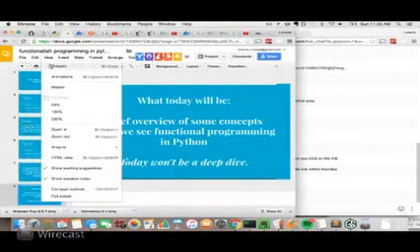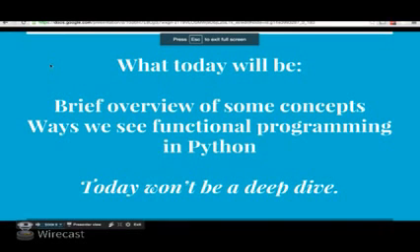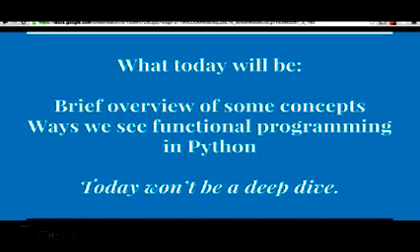Okay. So, just a disclaimer of what today will be. We're going to do some light review of some concepts that will help us understand what functional programming is and how we can see some of these paradigms at play in Python. We won't be doing a deep dive. We won't be going into comparing all the different coding paradigms out there, but we will be talking about some language that you can use when you start describing functional code and how we can see that in Python.